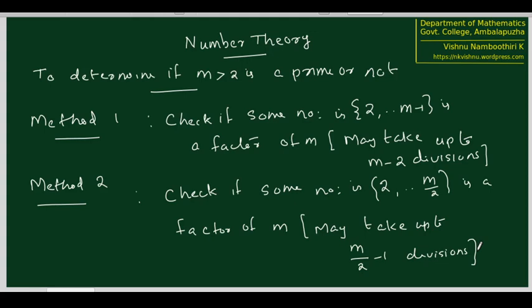So we need to try to divide m using integers 2 up to m by 2, or the integer part of m by 2, and if you get one factor in this particular range, then we will confirm that m is not a prime. If we are not getting any factor in the range 2 to m by 2, we will confirm that it is a prime. So next we are going to try to improve this m by 2 and try to perform divisions up to something less than m by 2. That is what our next aim is.